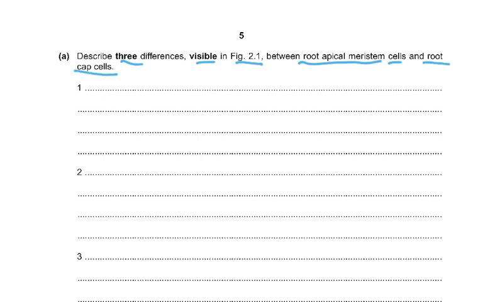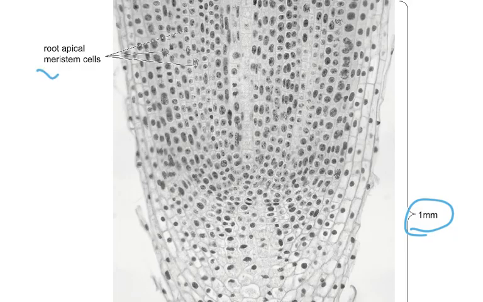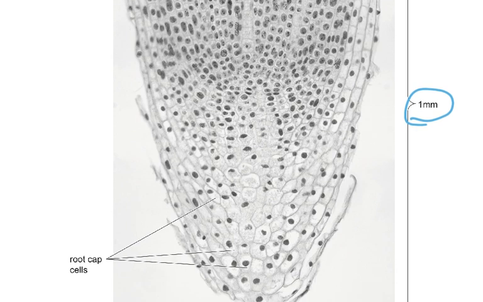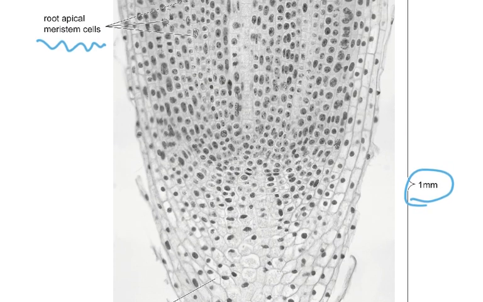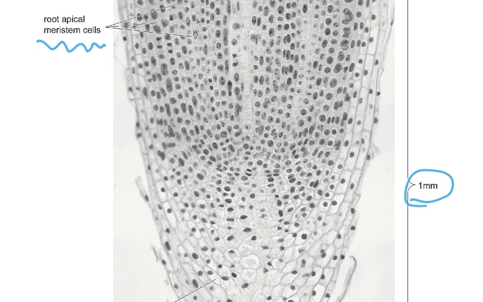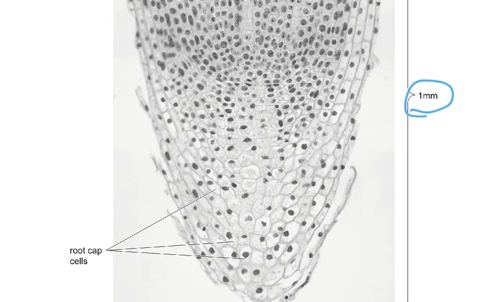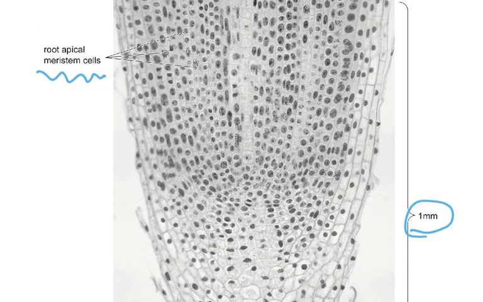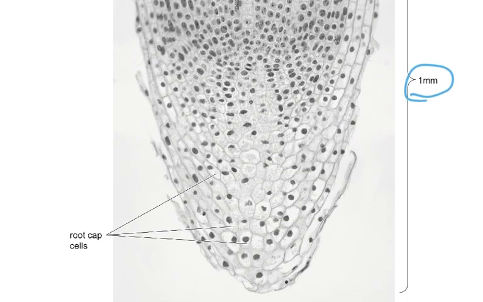Now let's look at them once again. If you look at the root apical meristem cells, they're mostly in mitosis, while these cells are larger and they have a larger nucleus. So the root apical meristem cells are in mitosis or different stages of the cell cycle, while in the root cap cells there are no cells in mitosis. All cells are in interphase. Here some cells are in prophase, metaphase, and telophase, while here we don't see any such thing.